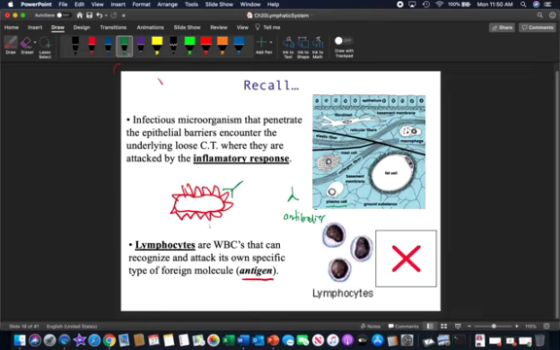Well, then what happens there? We talked about this before. Here comes another cell called a macrophage. And that macrophage does what? Well, then it phagocytizes this pathogen. So the lymphocytes are able to recognize these markers expressed on the surface of these pathogens, and we call those markers, again, antigens.